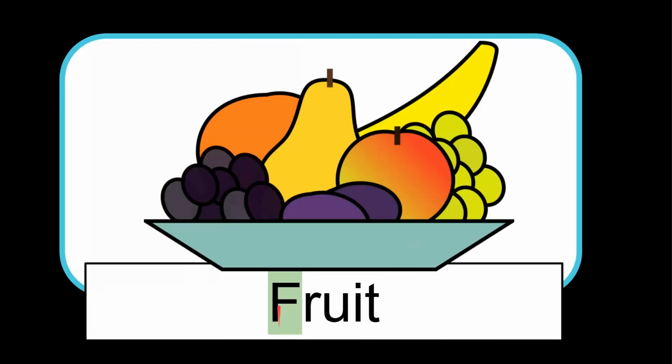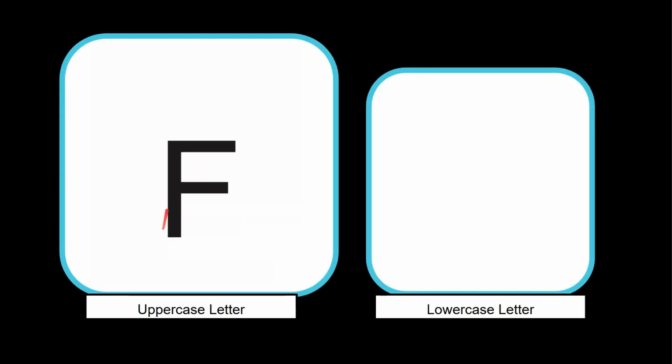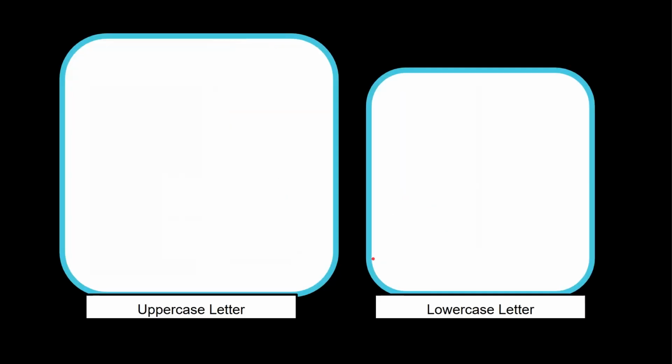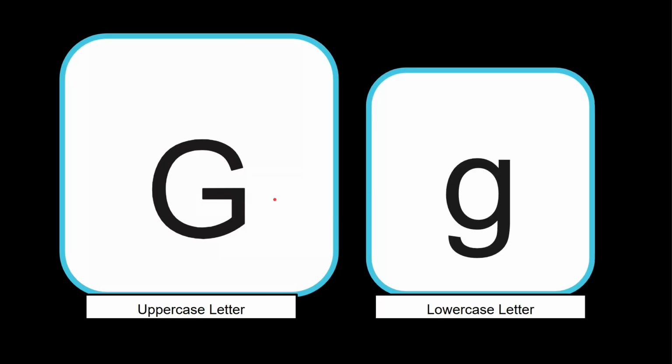Next, we have the letter F, just like in the word fruit. We have an uppercase F, and then we have a lowercase f. Next, we have the letter G, just like in the word goat. We have the uppercase G, which is kind of like a C with a line, and then we have a lowercase g.